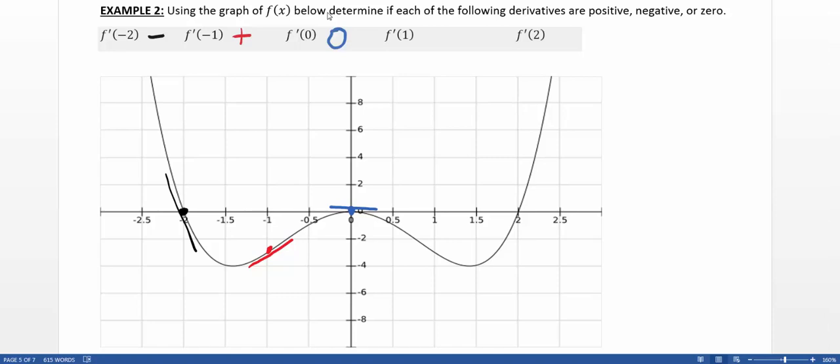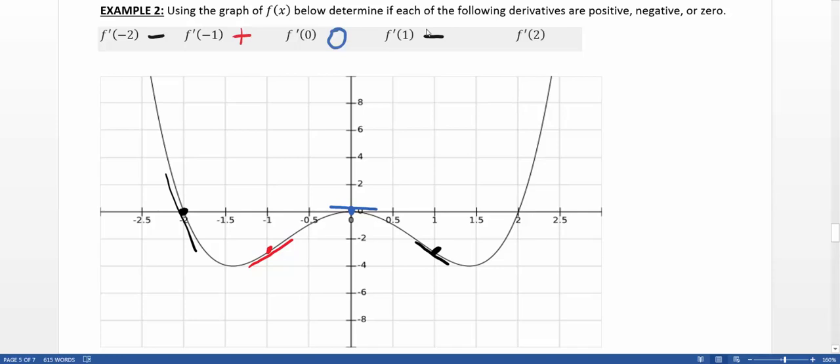Now let's go to 1. So again, we're going to go to x equals 1. We're going to go down to where it is on the function. We're going to try to sketch in a tangent line. And we're going to look at whether we think that tangent line has a positive, negative, or 0 slope. Since it's going downward from left to right, the slope of that line is going to be negative.